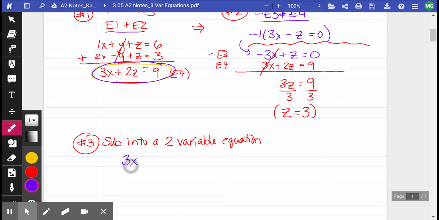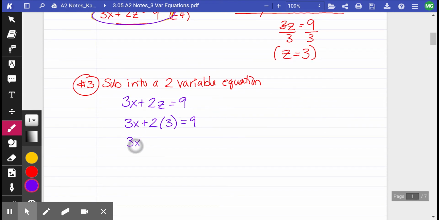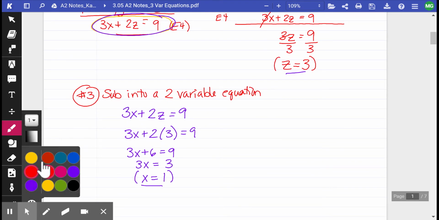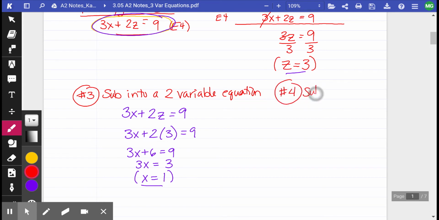So 3x plus 2z equals 9. I'm going to sub in z equals 3. So 3x plus 2 times 3 equals 9. Now I have 3x plus 6 equals 9. Subtract my 6, and then divide by 3, and I get 1. So now I have my x, I have my z. The last thing I need is my y.